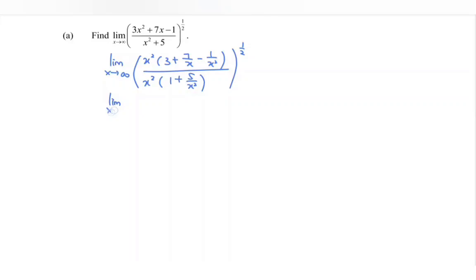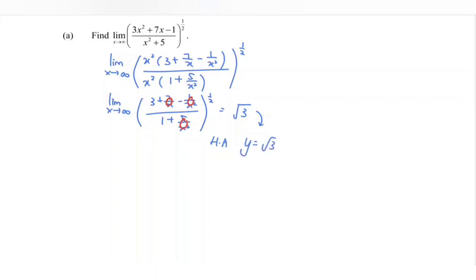So limit when x approaches infinity, we will have 3 plus 7 over x minus 1 over x squared over 1 plus 5 over x squared, to the power of 1 over 2. If we substitute infinity, we will have 0, 0 and 0 for these parts. As a conclusion, the value of y will approach square root of 3. Or we may write it in more detail: the horizontal asymptote y is equal to square root of 3.